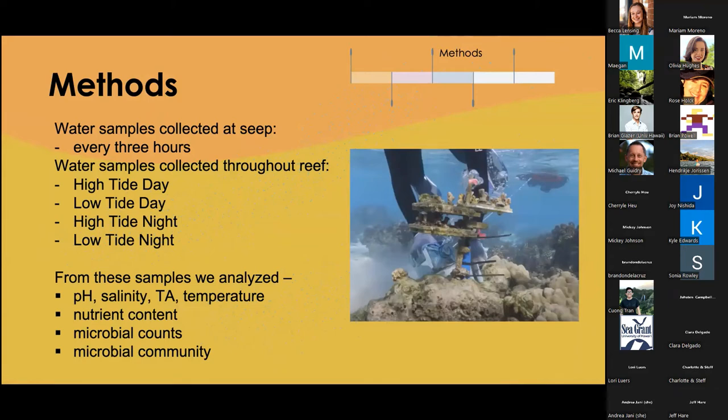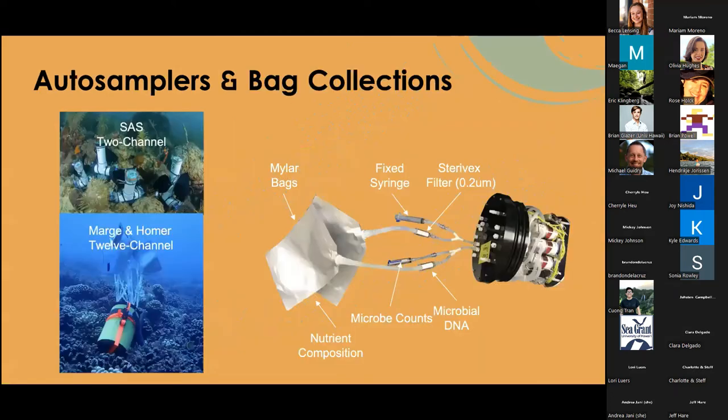And from these samples, we were able to analyze the pH, salinity, total alkalinity, temperature, nutrient content, microbial counts, and microbial community. And we were able to do this using autosamplers with a bag collection system. So we were able to program these autosamplers to collect a set volume of water at a specific time. So all of the samples were collected simultaneously throughout the reef.